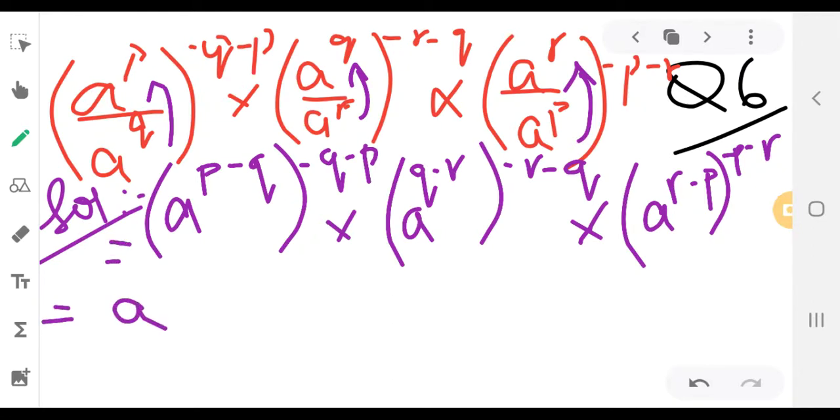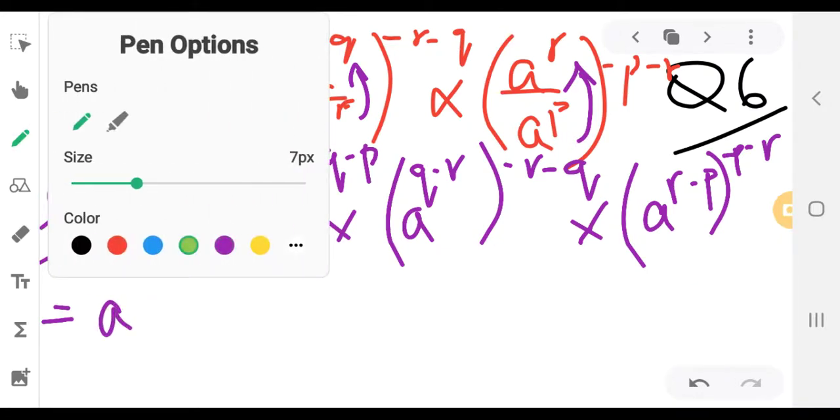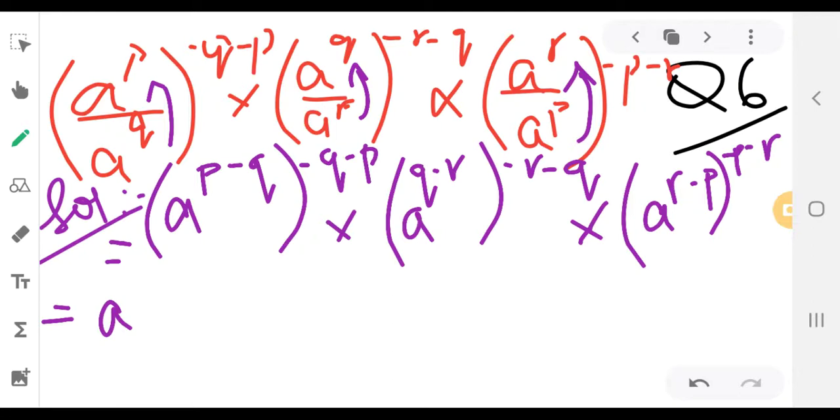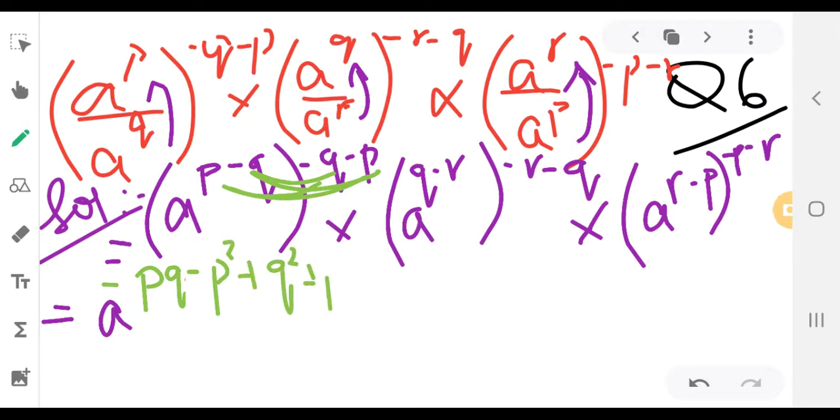Now you can multiply both of the powers which are inside the bracket and outside the bracket. I can change the color so that it will be more prominent. Firstly, we are going to multiply this p with q and then this p with p, then q with q and q with p. So minus pq, then plus p square, then plus q square, then minus pq.